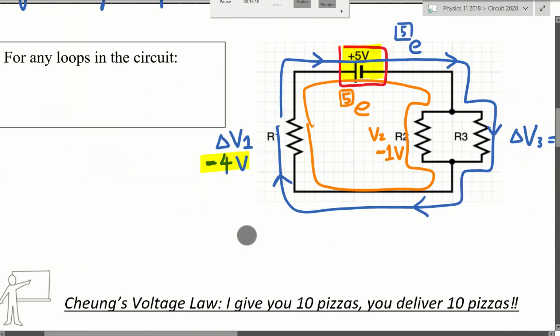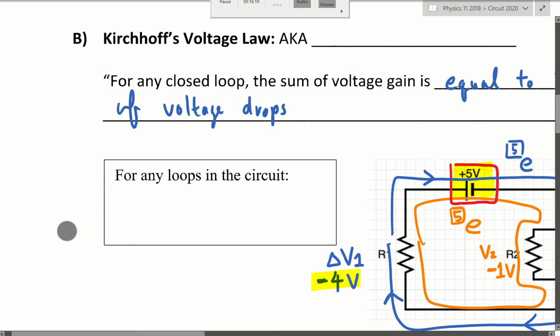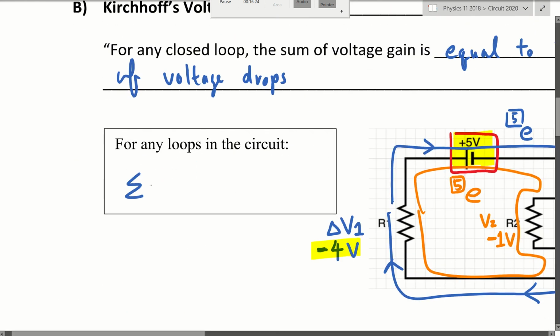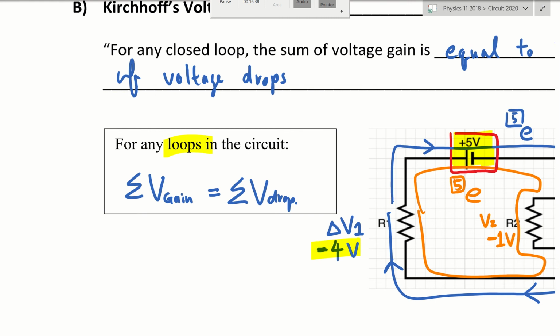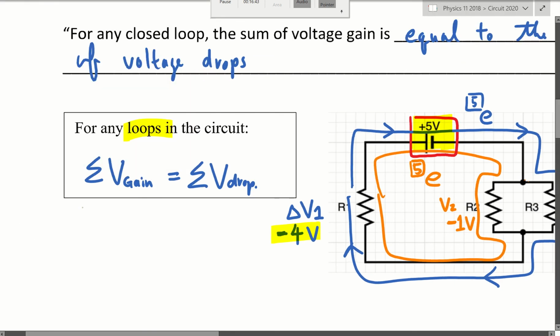Okay, so now let's summarize that rule. For any loop in a circuit, doesn't matter which one you draw, the sum of voltage gain is equal to the sum of voltage drop. We call that the conservation of energy, or in our analogy with the Pizza Hut model, conservation of pizza.